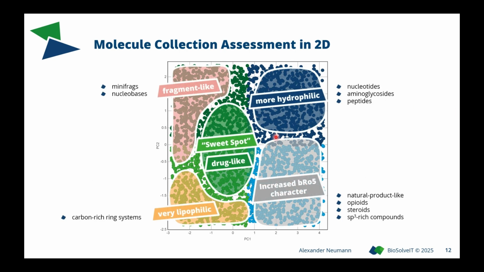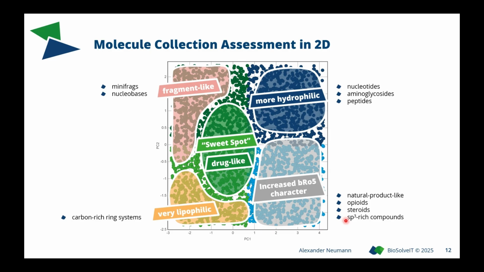And if we separate a little bit further, we can also see that this region covers fragment-like structures, mini fragments, nucleobases. In this area, we find a lot of aminoglycosides, peptides, and nucleotide structures, not as extreme as the example I showed you before. We have a very lipophilic area, which contains a lot of carbon-rich ring systems, where nitrogen is rarer, with far fewer H-bond donors in this area. And here it becomes a little bit wider, so we have a lot of natural-like compounds like opioids or steroids.